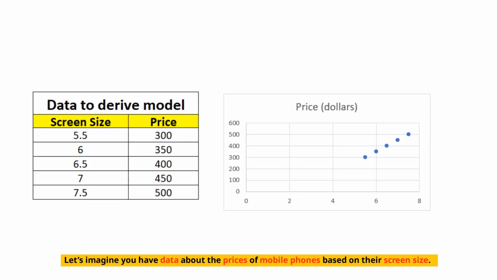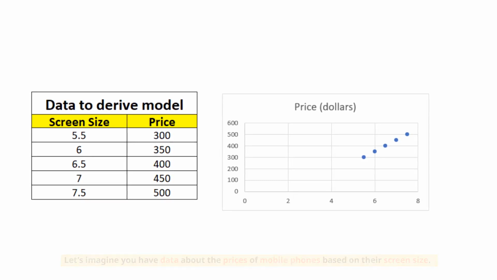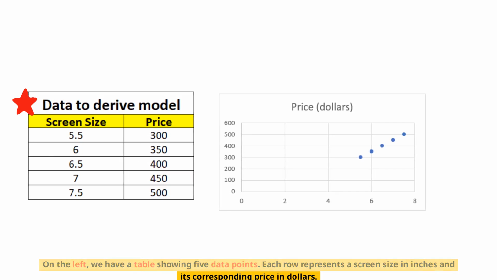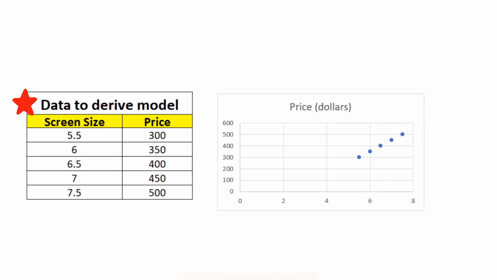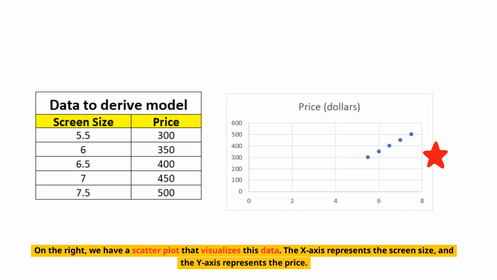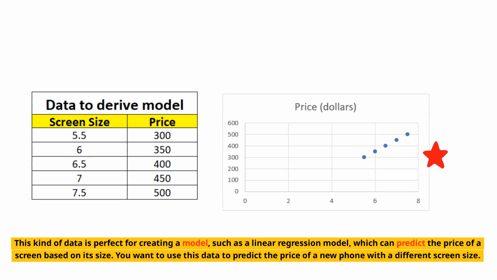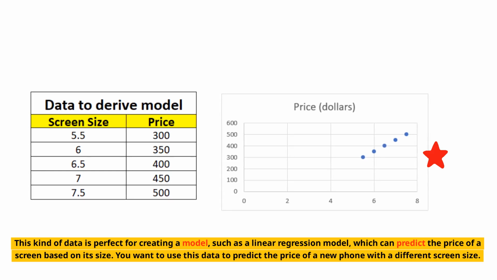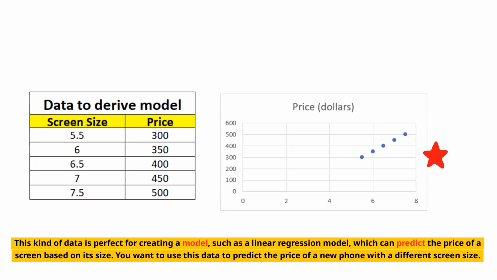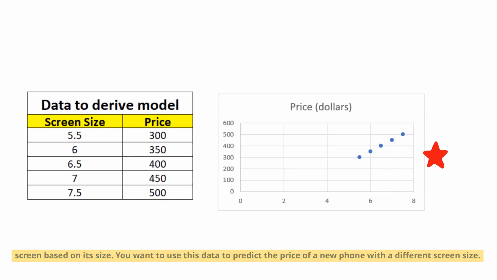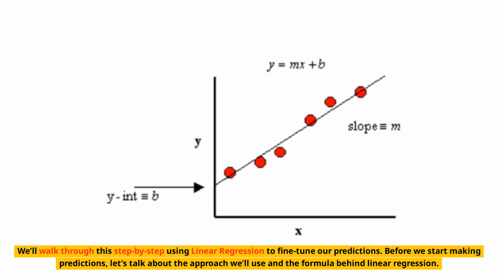Let's imagine you have data about the prices of mobile phones based on their screen size. On the left, we have a table showing 5 data points. Each row represents a screen size in inches and its corresponding price in dollars. On the right, we have a scatter plot that visualizes this data. The x-axis represents the screen size and the y-axis represents the price. This kind of data is perfect for creating a model, such as a linear regression model, which can predict the price of a phone based on its size. You want to use this data to predict the price of a new phone with a different screen size. We'll walk through this step by step using linear regression to fine-tune our predictions.